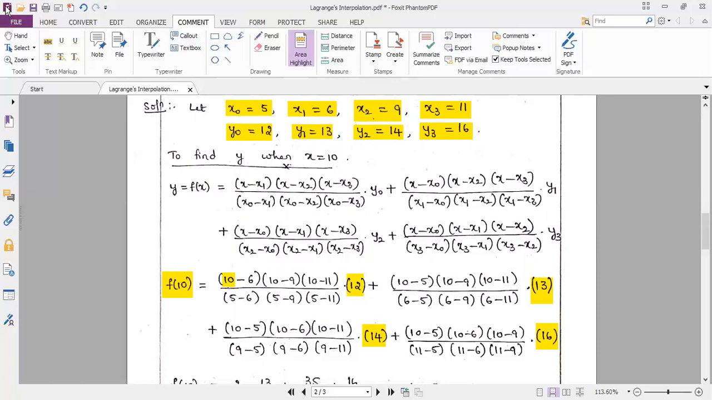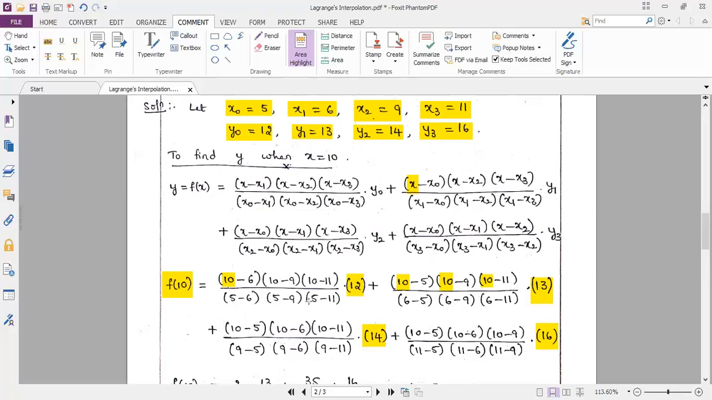So the next step, what you are seeing is nothing but the substitution of all the values x1, x2, x3 and x0 in the denominator. Every time make sure that you are writing x value is equal to 10. So each and every term in the numerator is subtracted from 10 because x is equal to 10 is the point of interpolation. So point of interpolation is that particular value of x at which we are finding y.